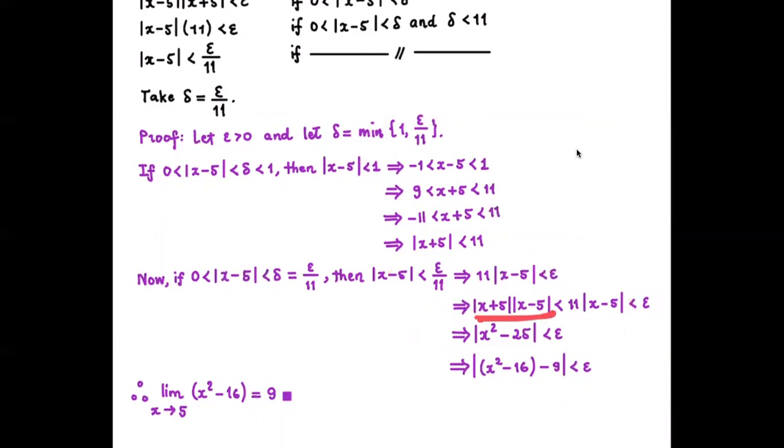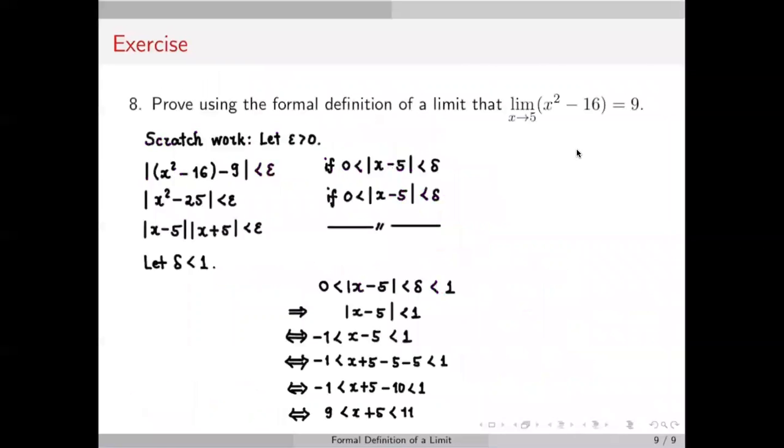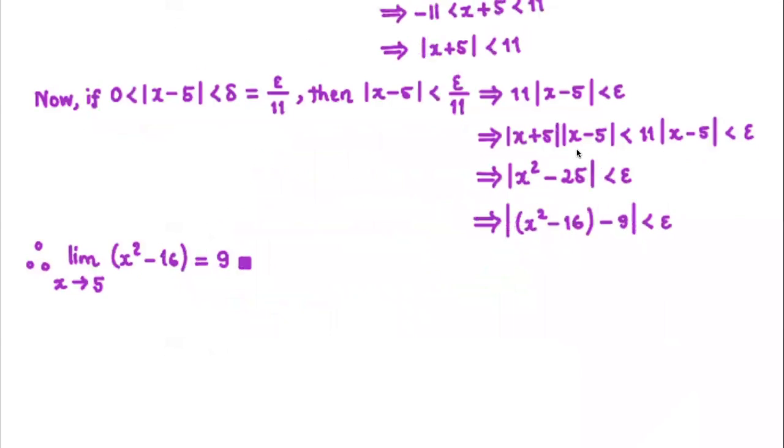And then we combine these two to obtain absolute value of x squared minus 25 less than epsilon. But remember, the goal here is to prove that the limit of x squared minus 16 is equal to 9. So we just bring back 16 and 9. So absolute value of x squared minus 16 minus 9 is less than epsilon. Therefore, the limit of x squared minus 16 as x approaches 5 is equal to 9. So there's another step involved here. That's all.